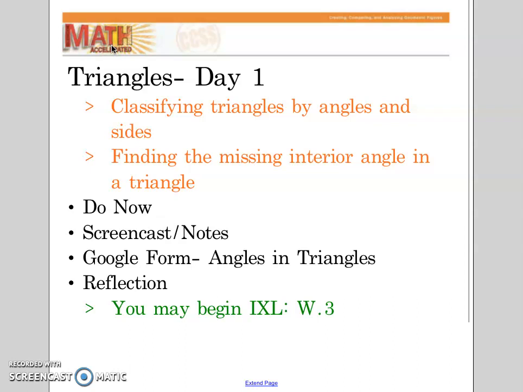And as always, please remember to complete your do now. Some students have been forgetting the do now each day. Watch this video. Also, I have uploaded notes as a PDF in Classroom. You can use them as reference as well. And then complete the Google form. When you are done with all of the work, please complete the reflection, letting me know if you needed help on anything that was assigned today. You may also begin working on IXL W3.